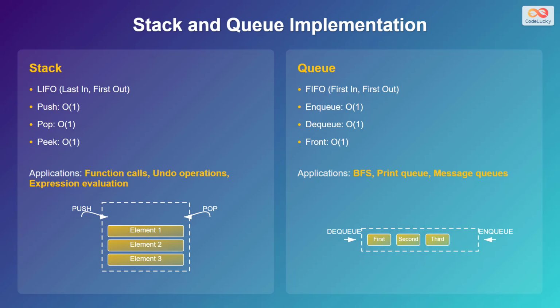Now let's learn about queues. Queues follow the FIFO principle, which means first in, first out. It has 3 main operations: enqueue, which takes O(1), dequeue, which also takes O(1), and front, which also takes O(1). Queues are used in applications such as BFS, print queues, and message queues. The visual representation shows elements being added to the rear and removed from the front, following the FIFO principle.